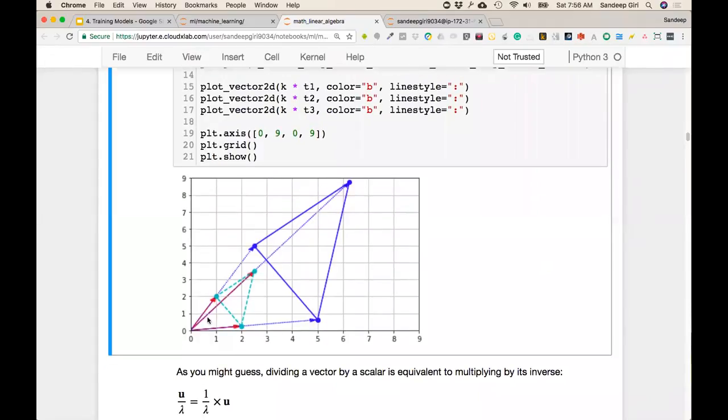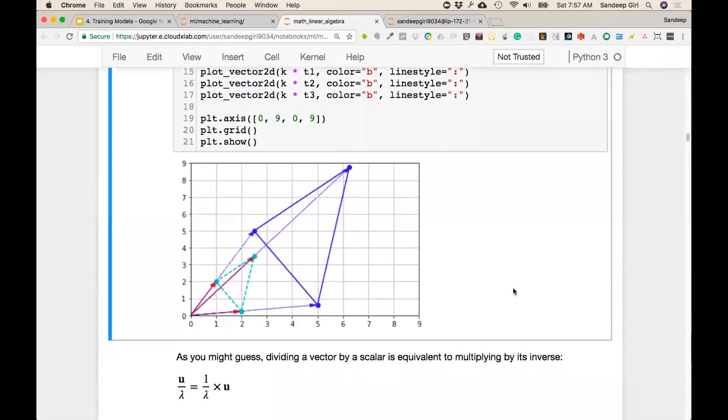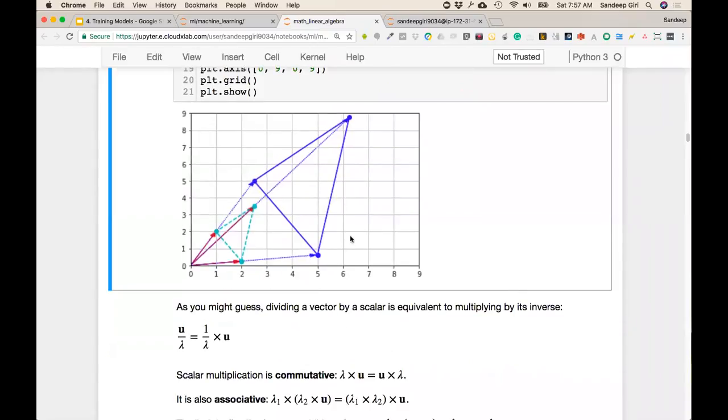Let's say we had three vectors represented here. If we think of these three vectors as forming a two-dimensional shape, and we multiply all three vectors with a scalar, the new vectors that are formed create a similar shape. It basically forms a similar shape, the scaled version.